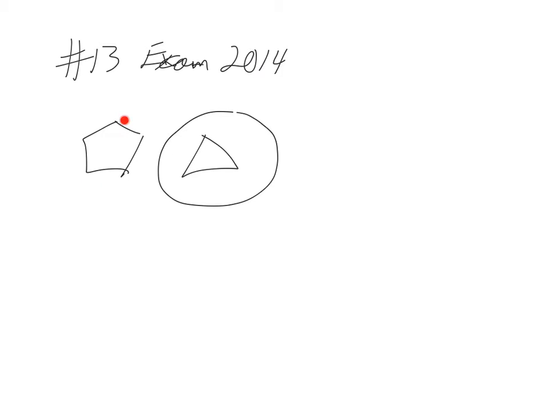So the first one shows a cyclopentane and a cyclopropane. The cyclopropane is going to be higher in energy. The easiest way to think about this is to think about bond angles. All of these carbons in the cyclopentane are what hybridization state? sp3, right? And they're tetrahedral.